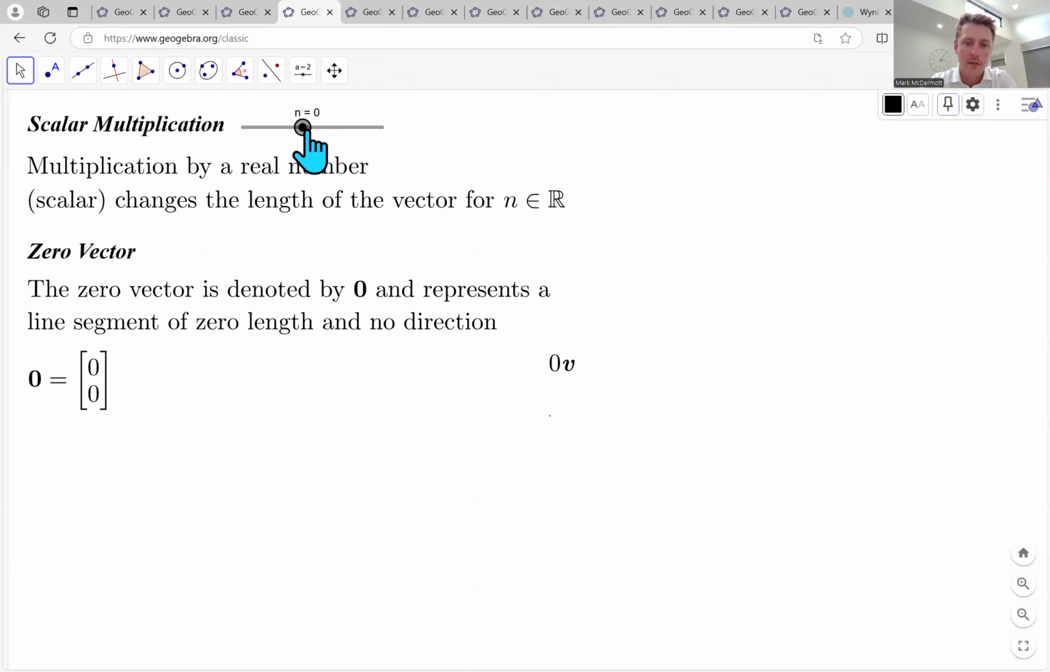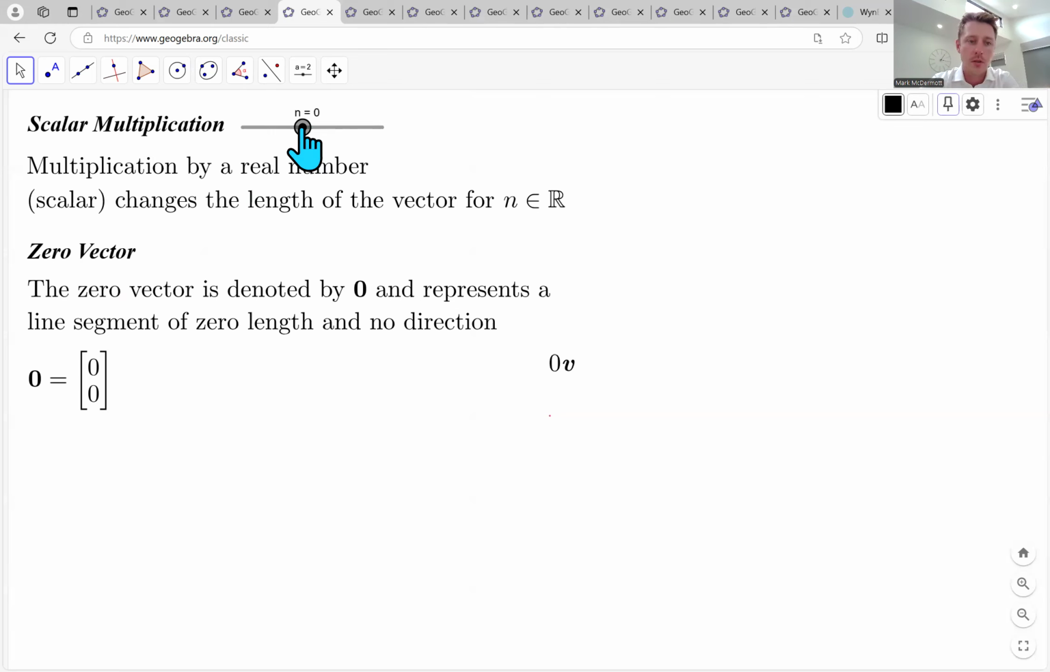If we have 0v, then we've got what's called the zero vector. Because if you multiply a vector by 0, you just get what's called the zero vector. And the way we denote the zero vector is with a bold 0. And it represents a line segment of 0 length and no direction. And as a column vector, we would write the zero vector as 0, 0. This is obviously for 2 dimensions. But I hopefully think you can imagine we could also move into 3 dimensions with vectors. We wouldn't just have an x and y coordinate, we have an x, y, and z coordinate.